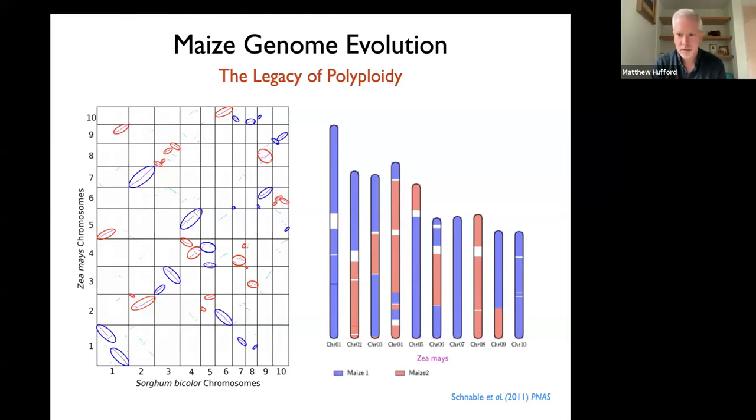those two ancestors. And so this is a figure from the Schnable et al. paper in 2011, where they identified the maize 1 and the maize 2 genome and showed the architecture across the 10 chromosomes of the now diploid maize.